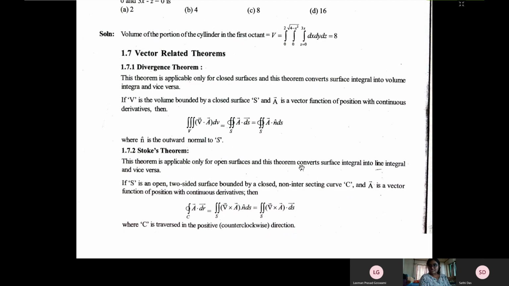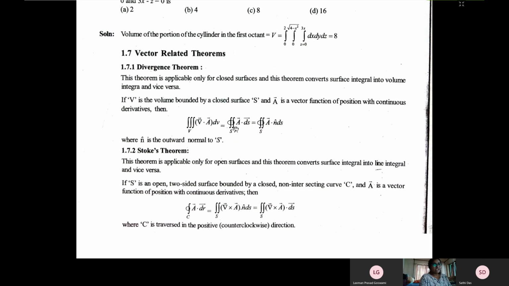Stokes' theorem is applicable only for open surfaces, and this theorem converts a surface integral into a line integral and vice versa. So if S is an open two-sided surface bounded by a closed non-intersecting curve C, and A is a vector function of position with continuous derivatives, then the closed integral over A dot dr equals the surface integral over curl of A dot ds.